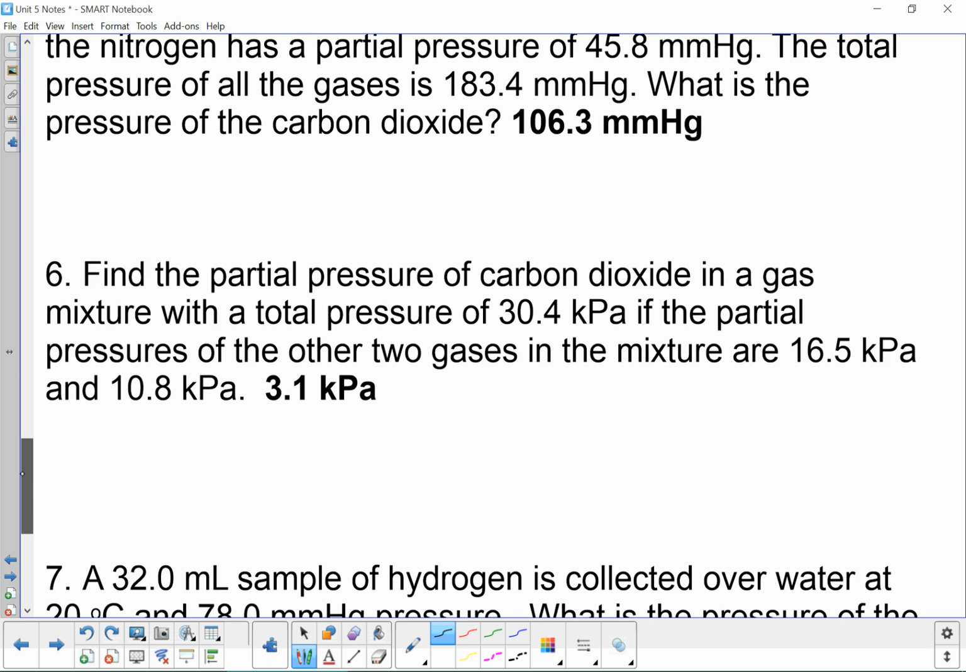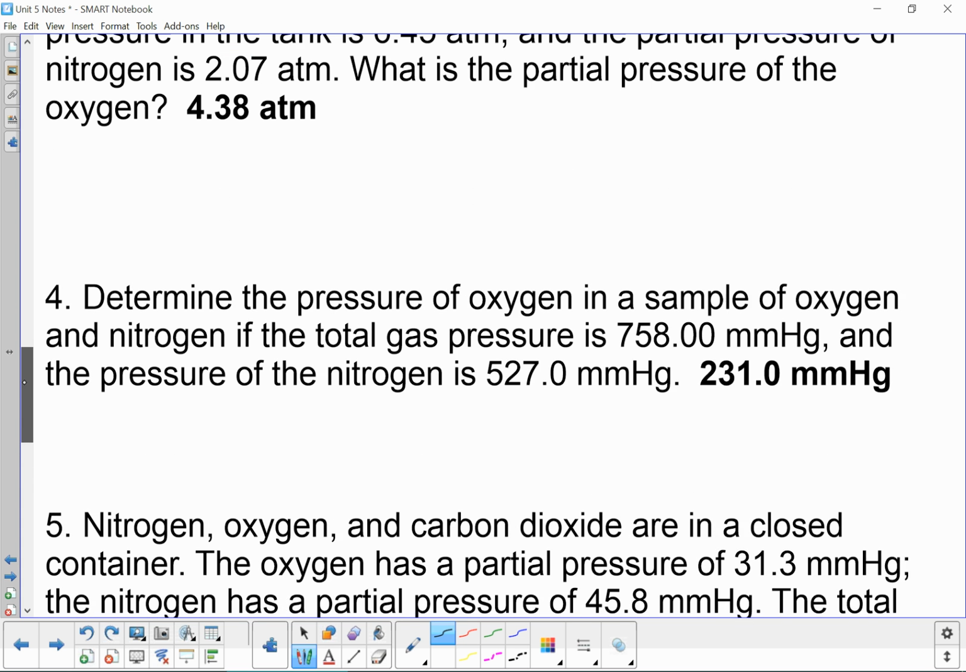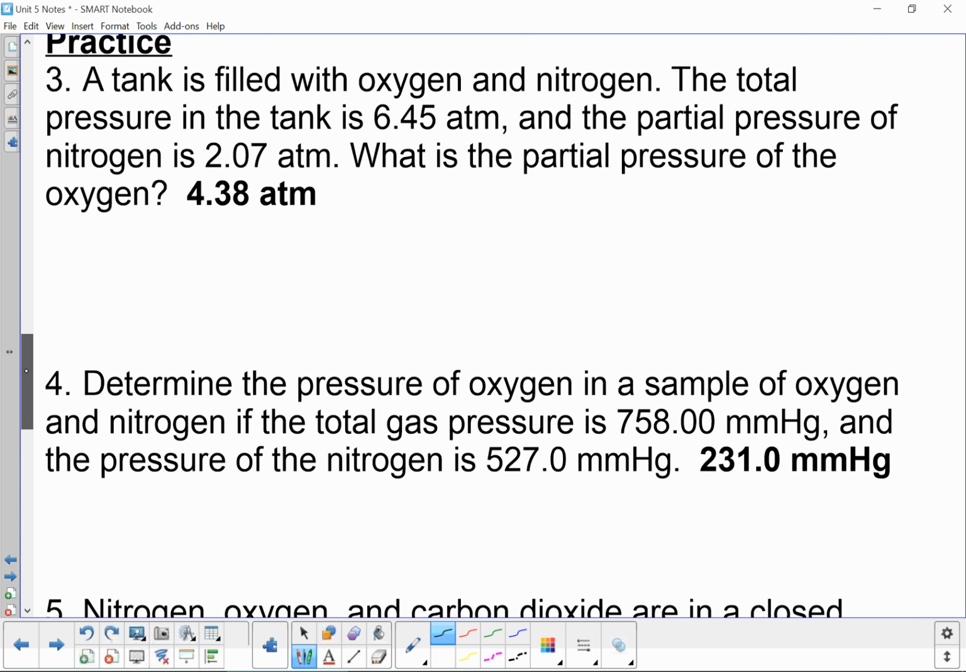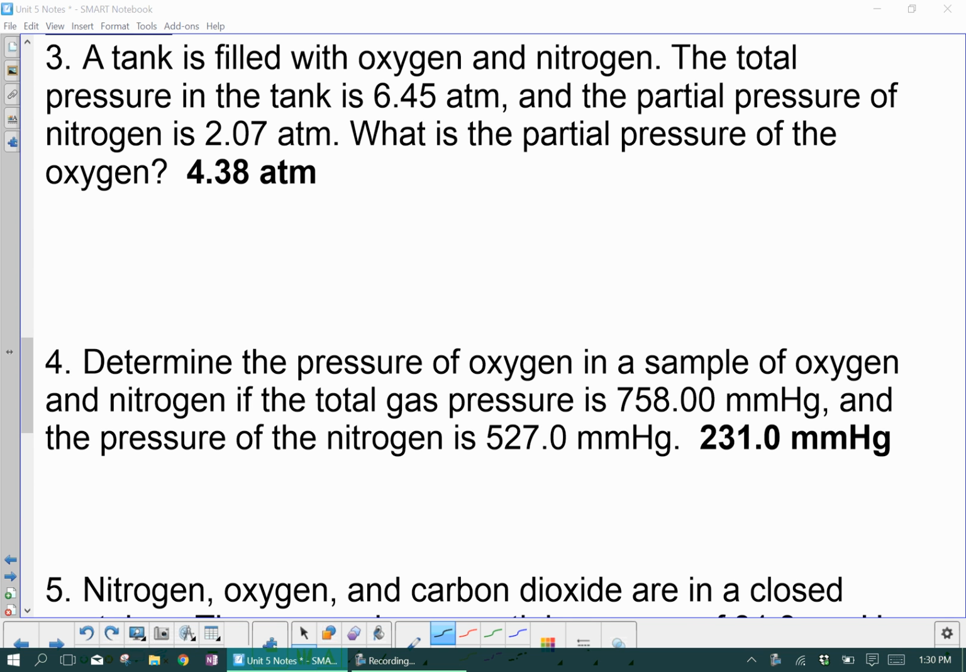Go back up to the top one more time. Now, if you got something wrong, I want you to try to figure it out on your own. See if you can figure out where your error was. If you can't figure it out, put a little star next to that question, and we'll talk about it the next time that we're together in class.